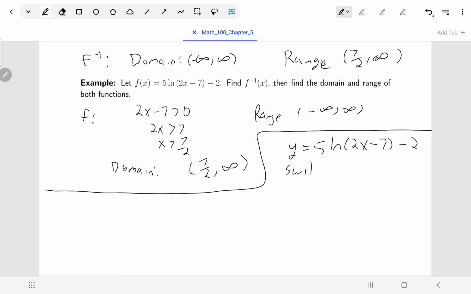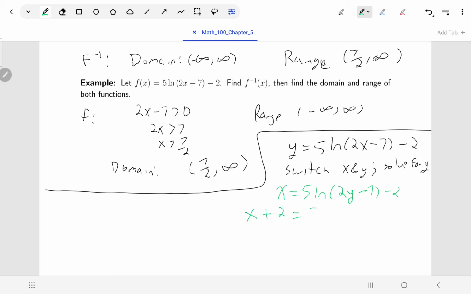And the next thing we do is, as always, we switch our x's and y's, and then we solve for y. So switching x and y means I'll have x equals 5 natural log of 2y minus 7 minus 2. Of course, we switched the x and y, so whatever was an x is now a y, and whatever was a y is now an x.